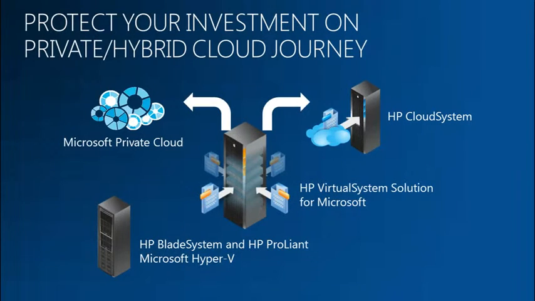Let's now change direction and talk a little bit about the private cloud. This is an HP private cloud strategy. I talked about how we can start with a bundle of the components with HP BladeSystem and ProLiant and Microsoft. Or then we can migrate to an HP virtual system solution from Microsoft. Again, it's designed to get you up and running quickly. Now, today we've heard all about the Microsoft private cloud. And an HP virtual system solution for Microsoft is designed specifically to allow you to make that journey to a Microsoft private cloud faster, more easily, and less expensively.